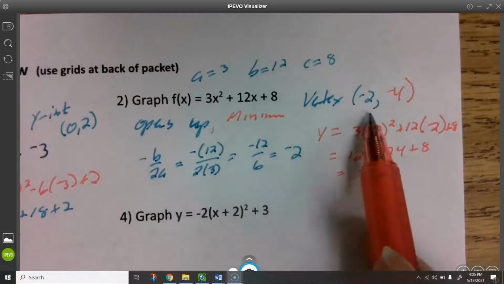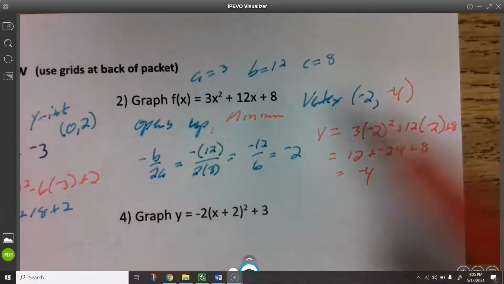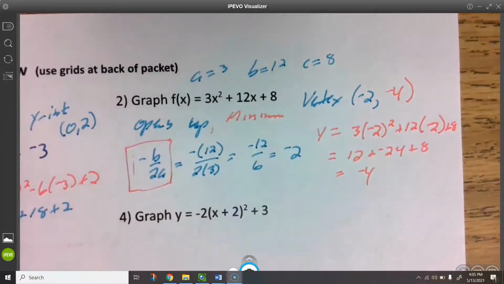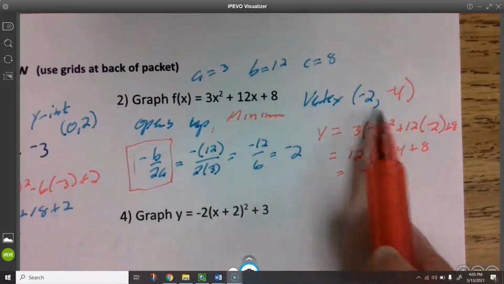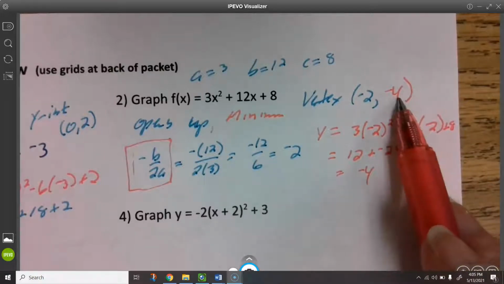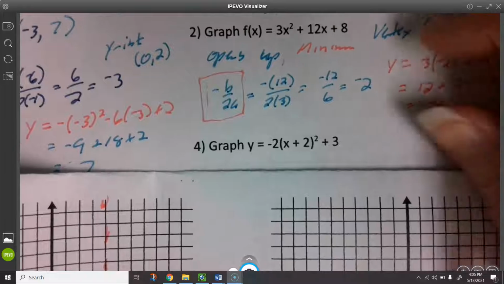So hopefully you've already found out that the vertex is (-2, -4), and I found that by using -b over 2a. That's something you're going to want to memorize for the final. Negative b over 2a, found out that the x-coordinate was -2, plugged it in and found out the y-coordinate was -4. I'm going to now go to my graph and start putting some of that stuff on there.